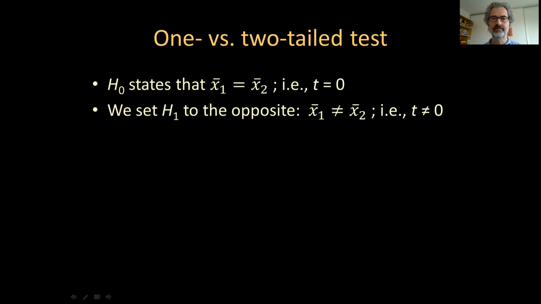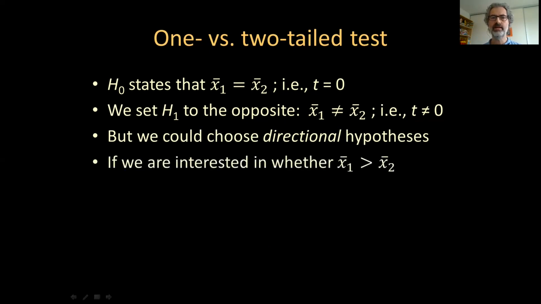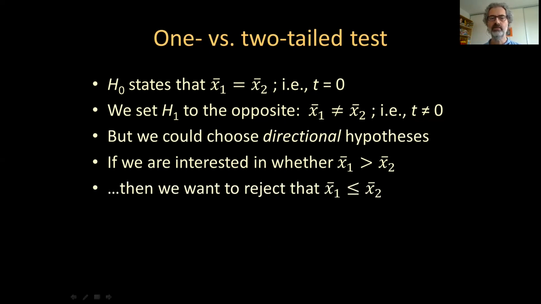And that's just fine. We could conceivably be interested in a more restricted hypothesis. We could choose a directional hypothesis, which means that we might only be interested in the possibility that the first mean is larger than the second. Perhaps the possibility of the opposite, of the first mean being less than the second, is for some reason inconceivable or theoretically uninteresting. In that case, we would want to reject the hypothesis that x1 is less than or equal to x2 because this is what we're interested in testing.